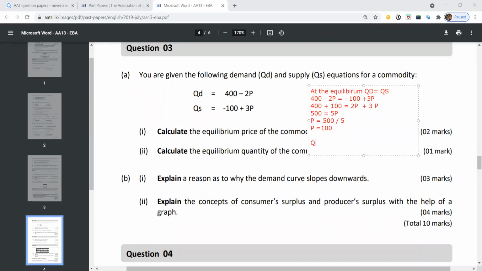Then the next one, QD, I take QS, earlier I took QD, minus 100 plus 3P. QS equal minus 100 plus 3 multiplied by 100. Then 300, then the answer is 200. QS equal 200. So finally, what do you write? Equilibrium price 100. Then the equilibrium quantity 200 units.